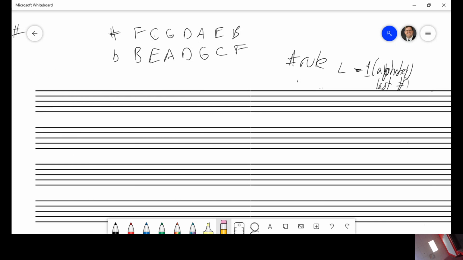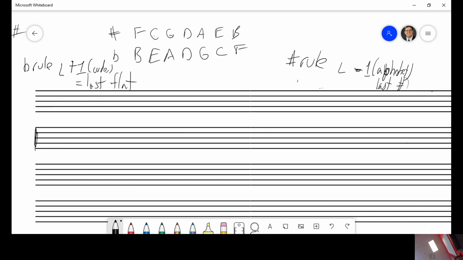The flat rule: take your letter plus 1 in the order of flats, and that equals your last flat.